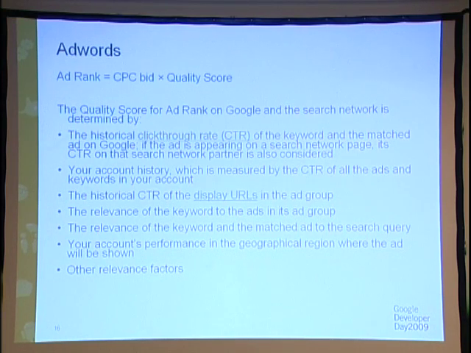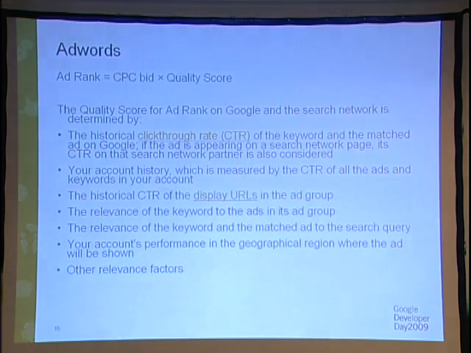AdWords are ranked by a bunch of different things. First is the keyword. You choose the keyword you want to bid on. Then you decide how much you want to pay for a click. And then we use something called the quality score. And the quality score is a combination of a bunch of different things. Primarily, it's things like the click-through rate and the relevance of the ad to the query.